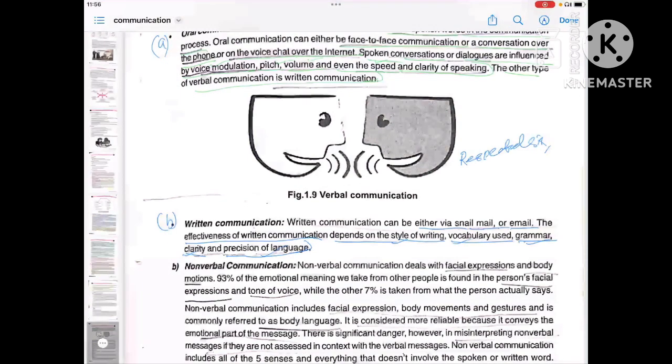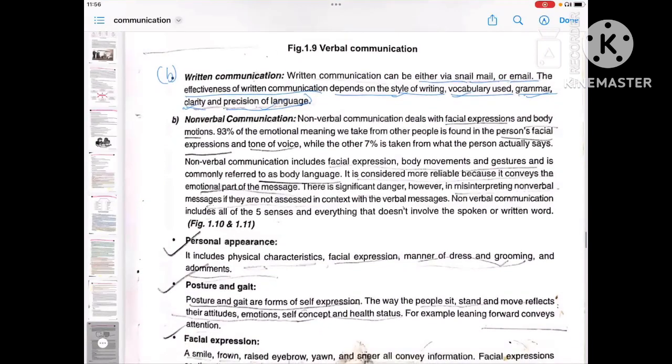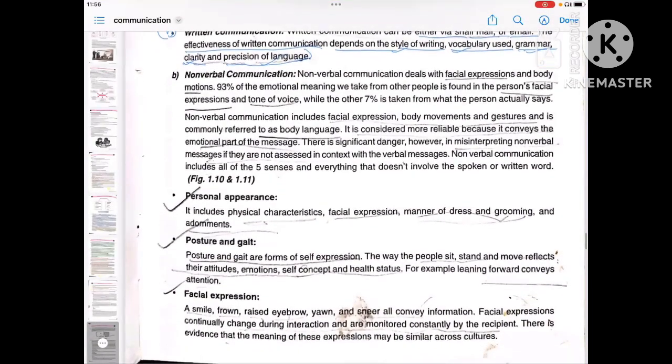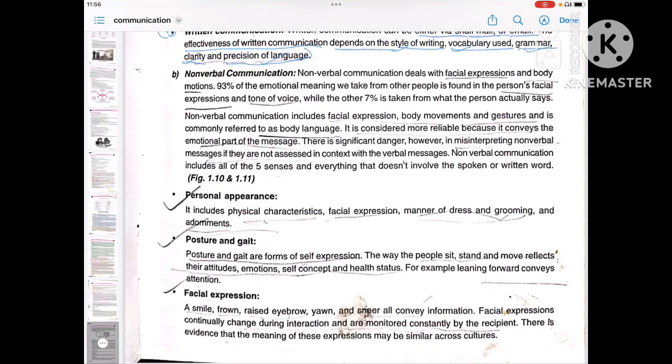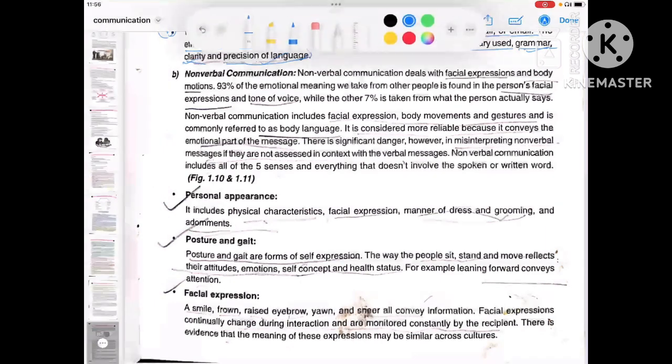Okay. So next we will move to non-verbal communication. What are the things that come under non-verbal communication? Non-verbal communication deals with facial expression, as I said, and body motions. So they will show some expression on their face, and if they don't like something, they will show it on the face. And with body motions, they will show some actions.